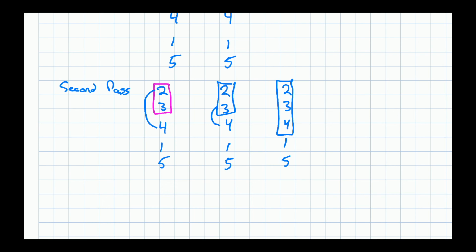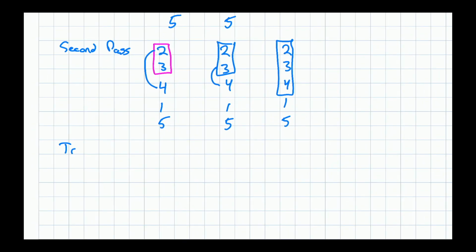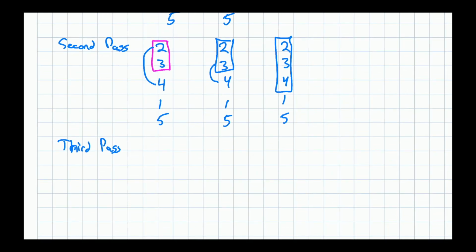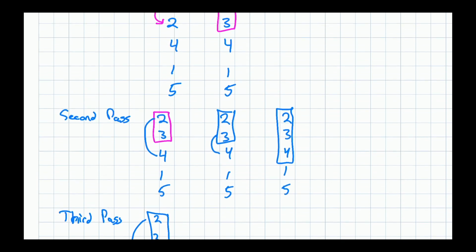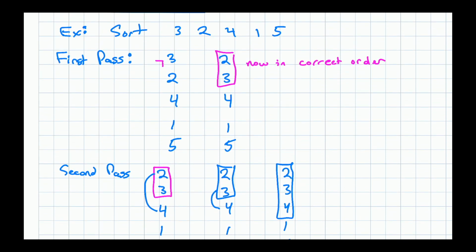Okay, so then for your third pass, I'm just, again, going to write the last one. This much is already in order, and we're going to be trying to put the 1 in the right place. So you're going to compare the 1 with the 2. And because 1 is smaller than 2, you don't switch them. Let me change this symbol here. You're not going to switch them.